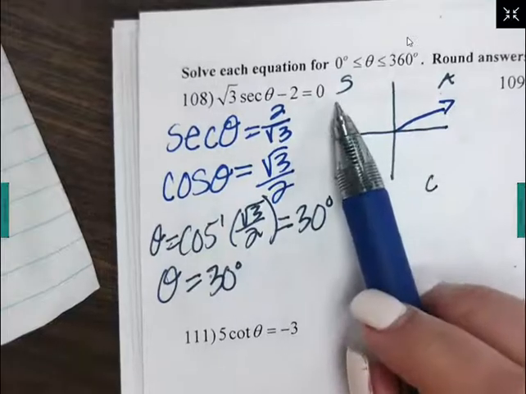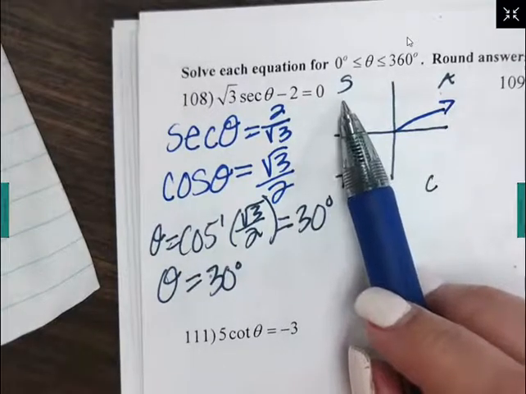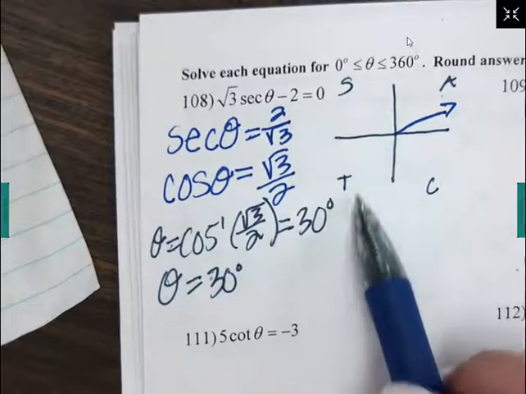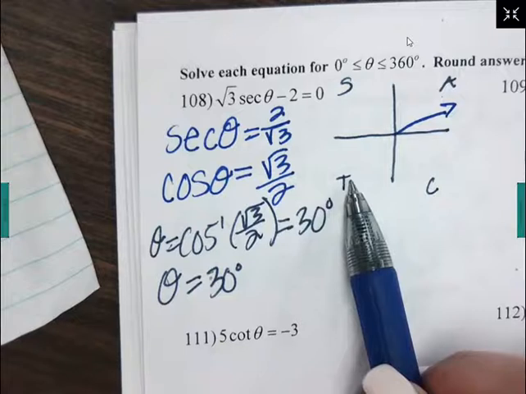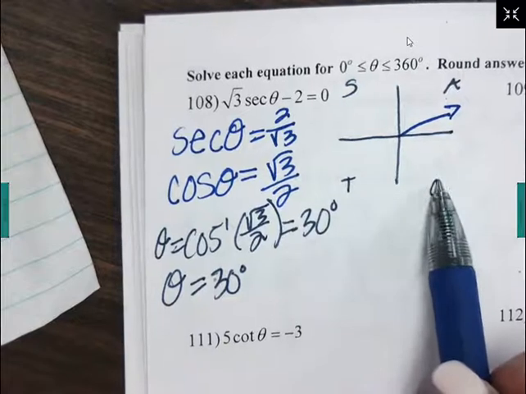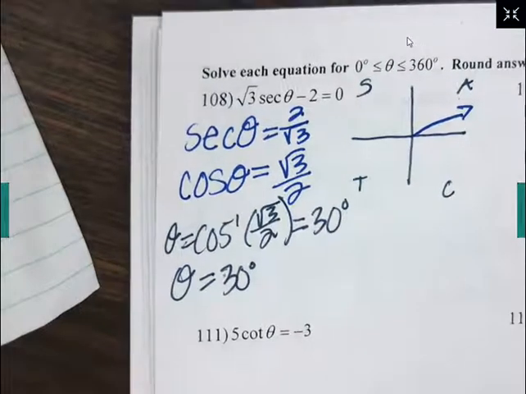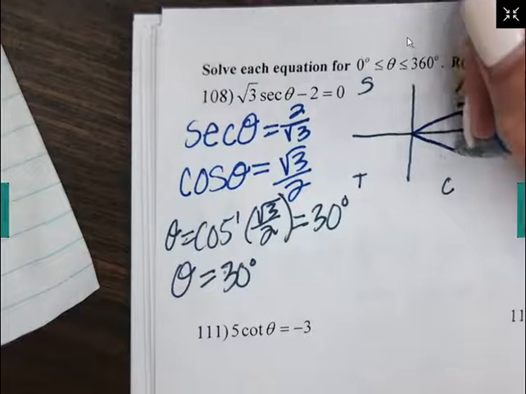In the second quadrant, only sine is positive, which means tangent and cosine are not. In the third quadrant, only tangent is positive, and only cosine is positive in the fourth quadrant. Do we want our cosine to be positive or negative? Positive. So where does it need to go? In that fourth quadrant, right?